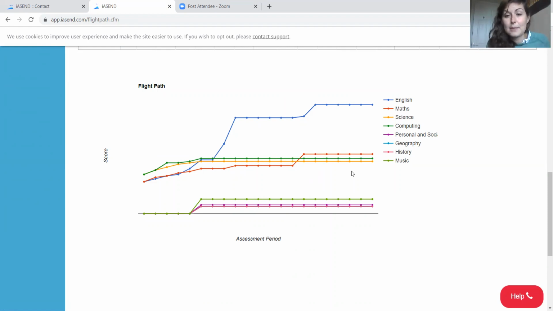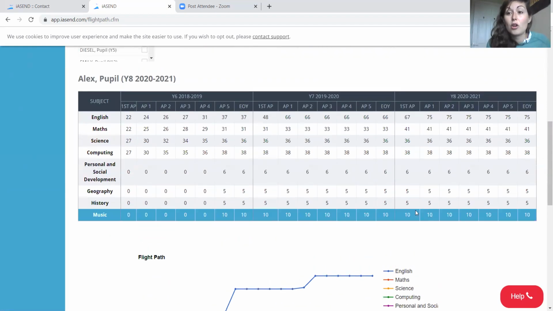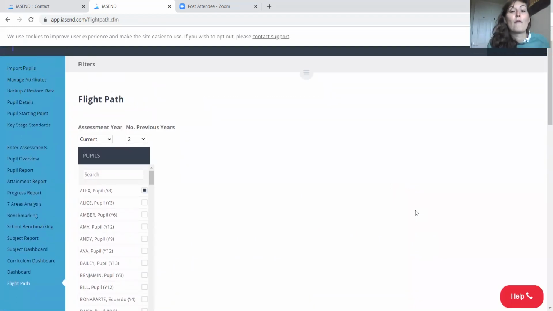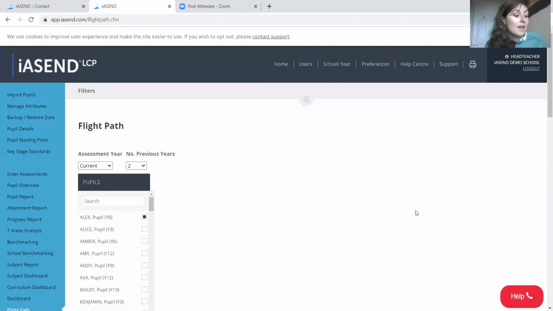Now, if I'm not assessing against particular subjects, they will just lie flat across the bottom, and that's fine. Equally, I can ask to get them removed by contacting LCP directly, and we can remove that from iASEND. So that is the main pages for the individual progress.